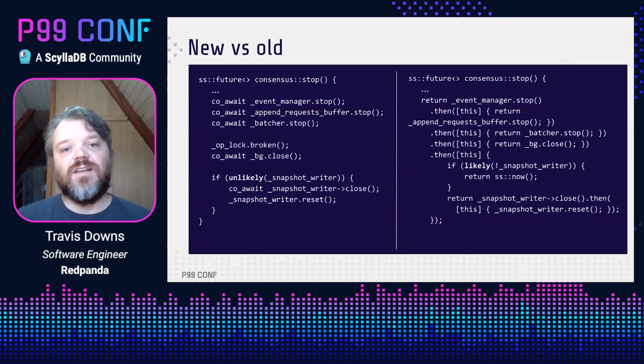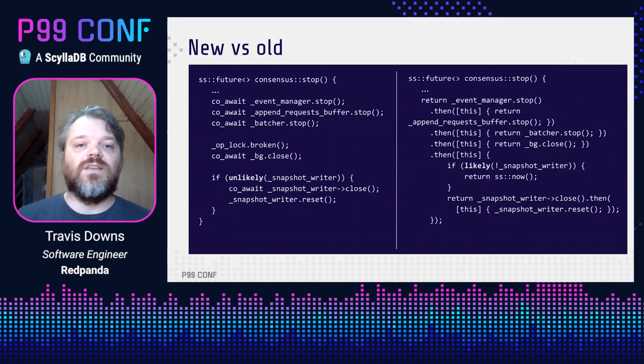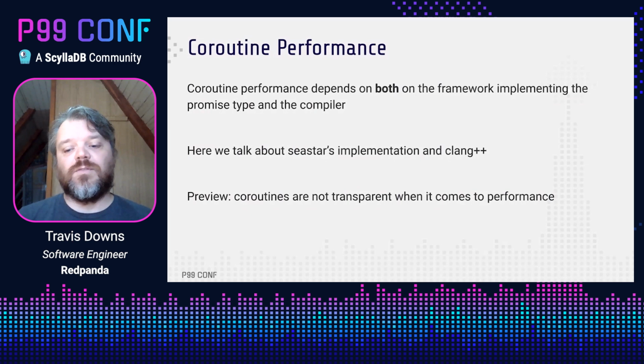So there's a side-by-side comparison. You can sort of see the new world on the left and the dark ages on the right. And I think almost everyone would agree the left is a lot nicer. So let's talk about performance. Not only about the performance of coroutines, but about async in general. Is this free? What kind of costs are we paying for this?